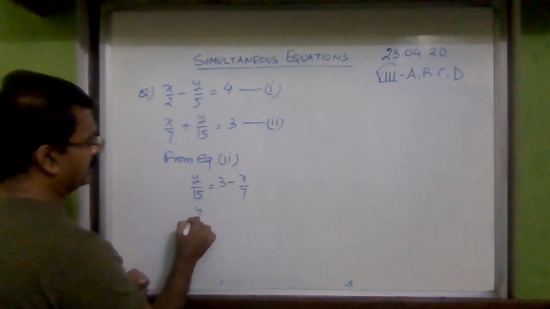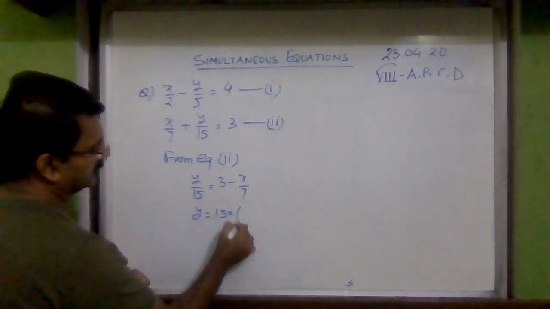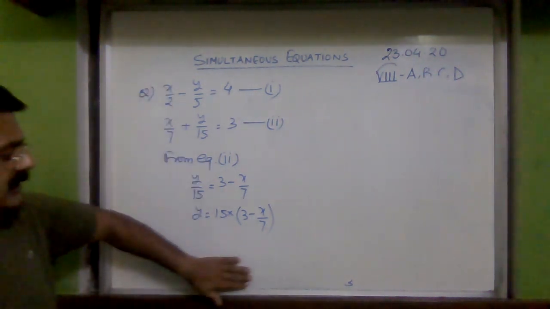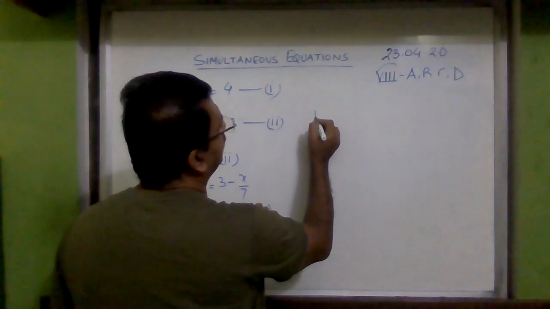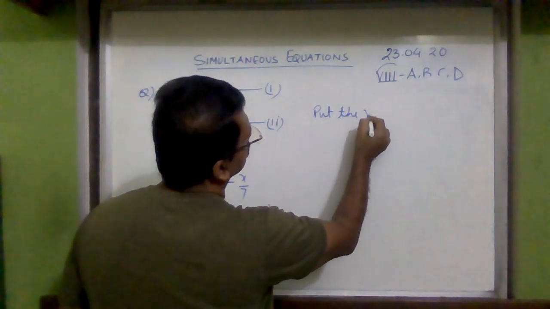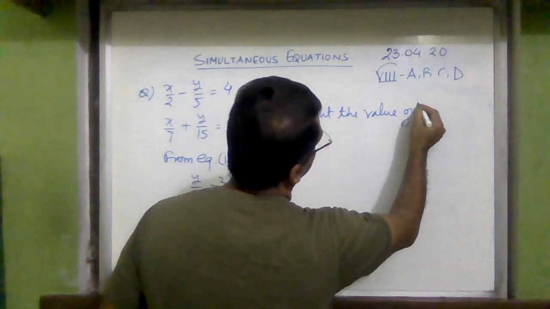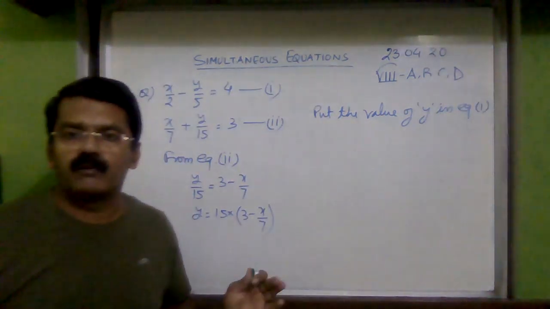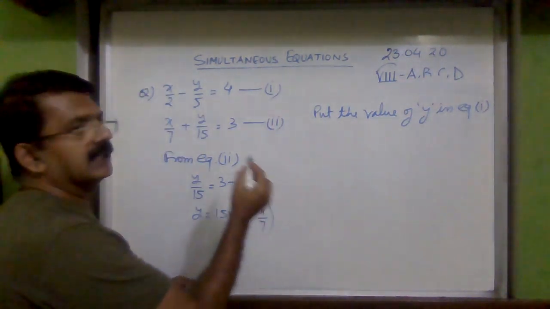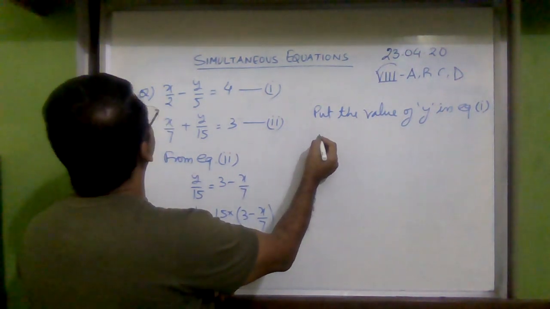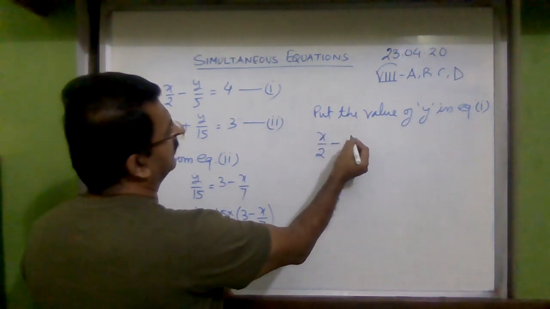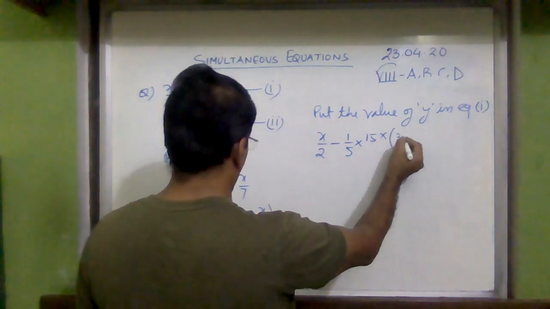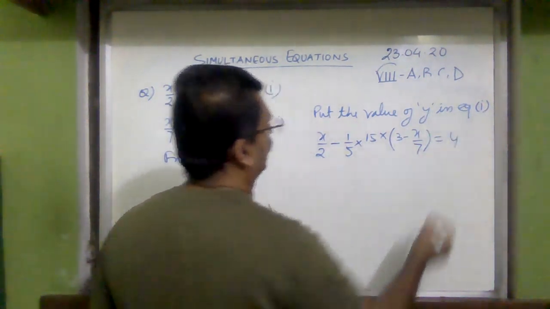If you cross multiply 15, then y is equal to 15 into within brackets 3 minus x by 7. Now we will put this value of y in equation 1. That means it is x by 2 minus 1 by 5 into 15 into 3 minus x by 7 is equal to 4, like this.